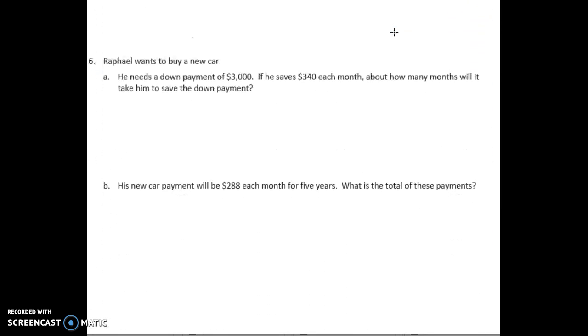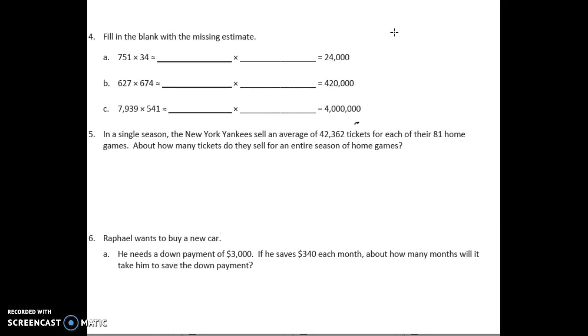Now if we take a look down here. In a single season, the New York Yankees sell an average of 42,362 tickets for each of their 81 home games. 42,000, that's about 40,000, isn't it? And then they have 81 home games. That's about 80 home games, isn't it? Just about. Now we go 4 times 8.